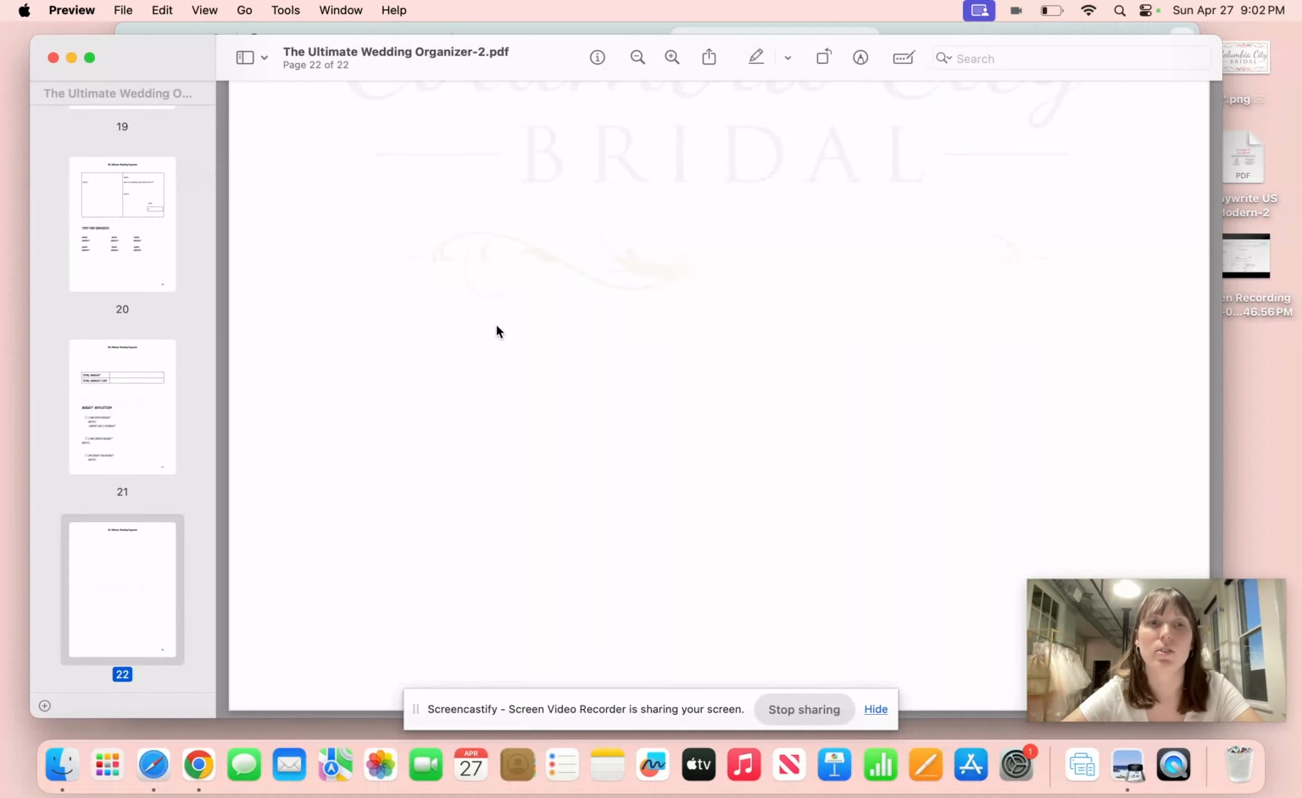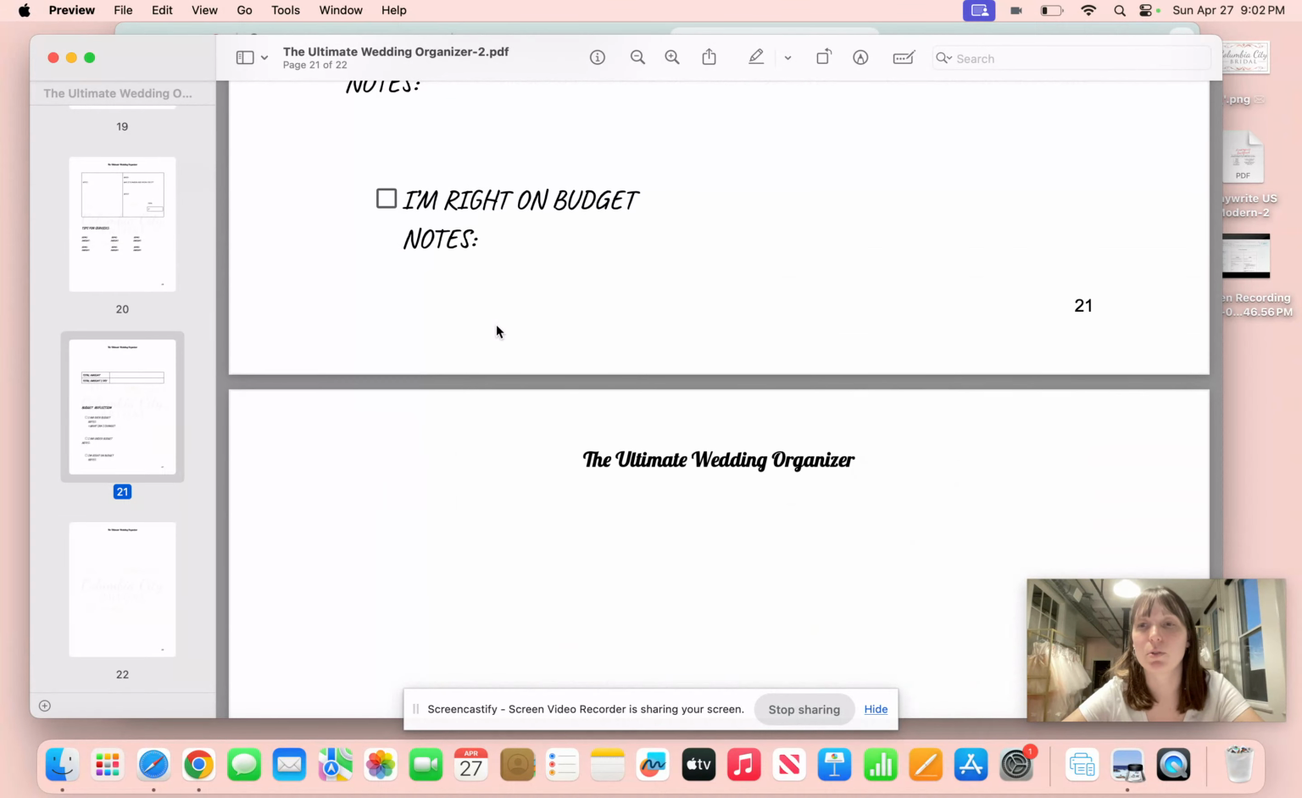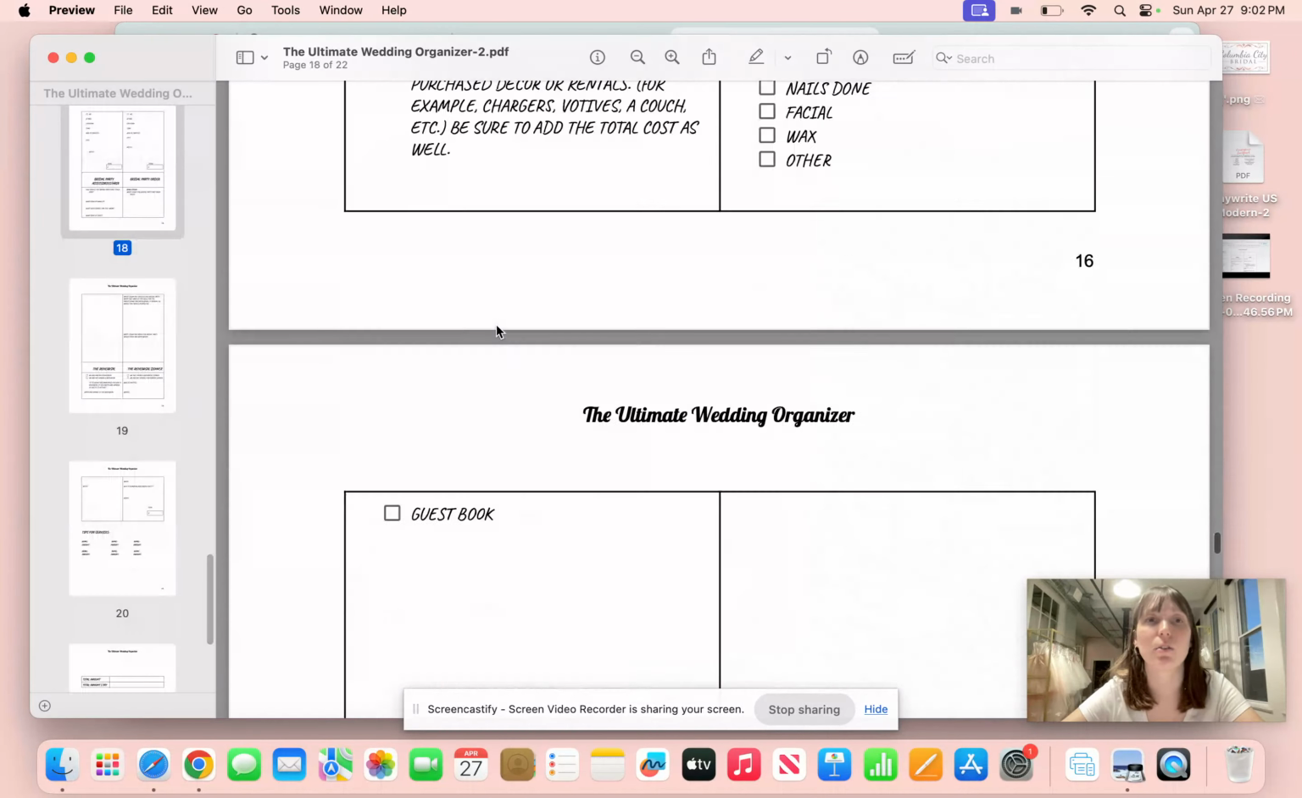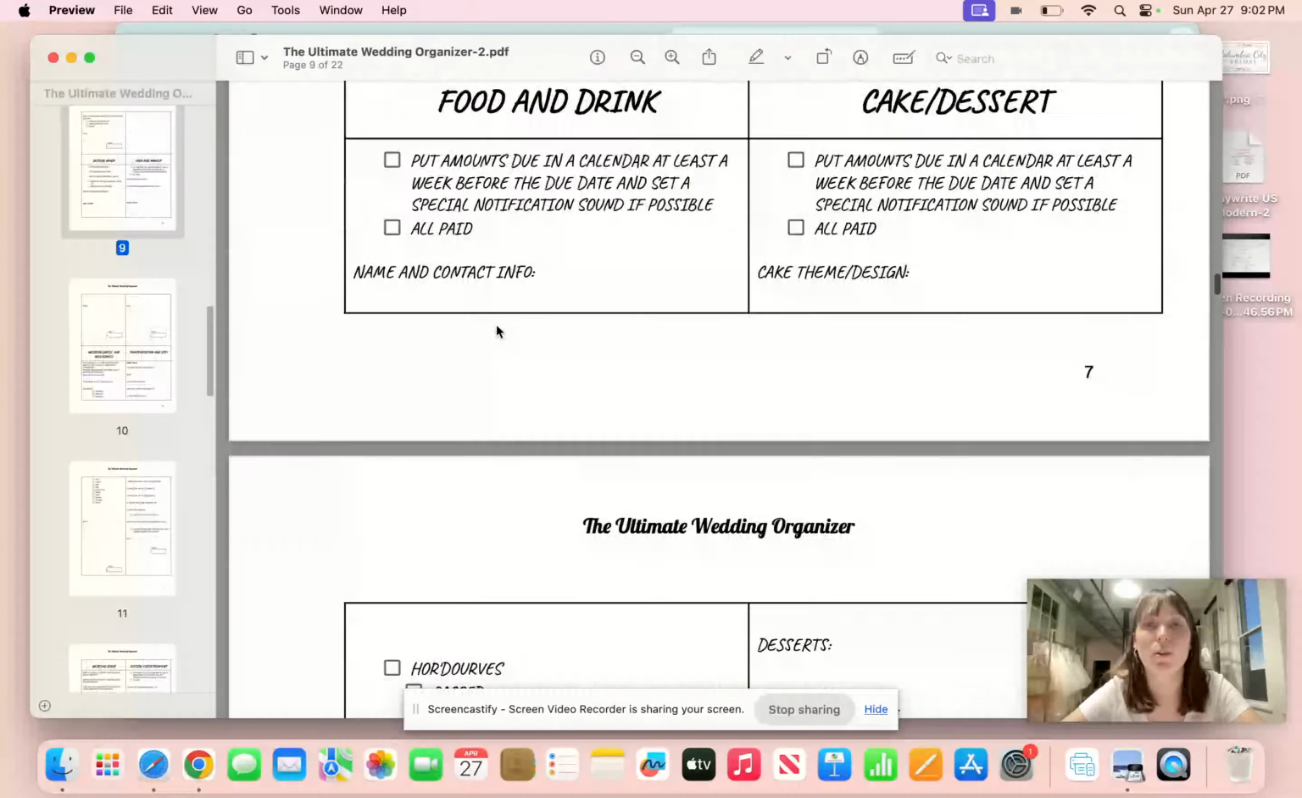Down here is just a blank page, but you can definitely use that for notes or anything that you find useful. So I hope that you have found this useful.